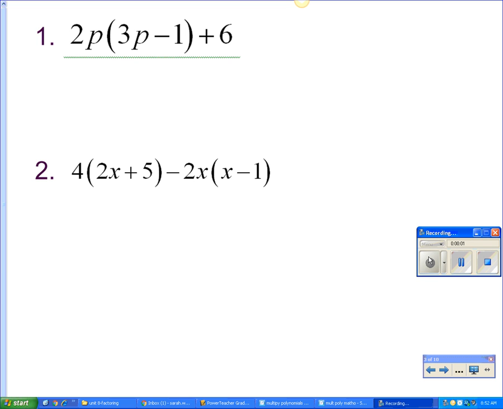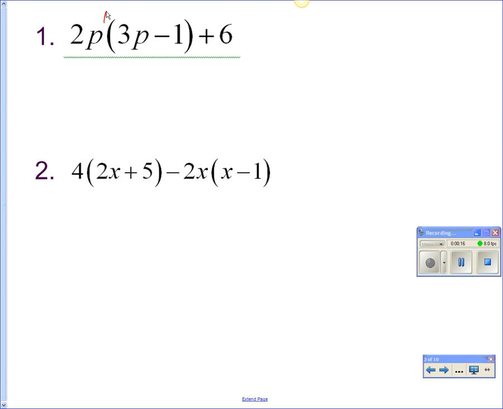has 2p parentheses 3p minus 1 plus 6. We have already learned how to do 1 and 2. This is a review from the very beginning of the year. Parentheses mean to do what? Multiply. Please put a little 1 with each p, so we're kind of combining what we learned last week in the beginning of the year.